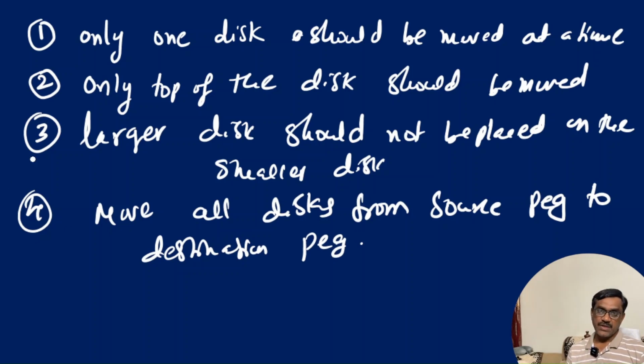So I have given numbering. 1 is smaller than 2, 2 is smaller than 3. When we have 3 disks, 1 is the smaller disk compared to 2, and 2 is the smaller disk compared to 3. The number of disks here is n. You can give any number of disks, not only 1, 2, 3. In our example we have taken only 3 disks, but you can give any number of disks.